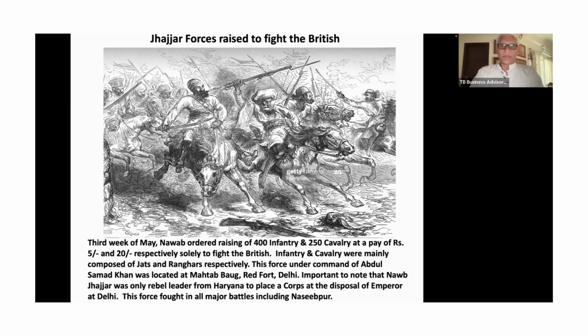This infantry and cavalry was mainly composed of Jats and Rangars, respectively, however, it included a sizable number of other castes as well. For example, Rajputs formed the second largest component of cavalry, while besides Jats, there were Gujars as also some other men in infantry. This overall force was under the command of Abdul Samad Khan.